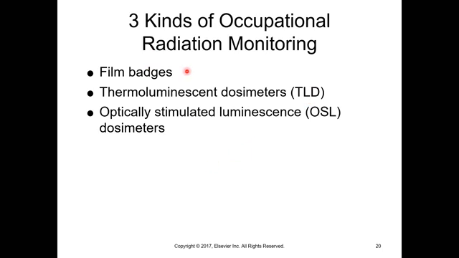There's the film badge, which is what we generally use. There's the thermoluminescent dosimeters, and that's if they get exposed to heat, they will give off light. Thermo means heat, luminesce means light, and that's how we determine the exposure. And then you've got your optically stimulated luminescence dosimeters, and they are stimulated by light, optically stimulated, and those are your OSLs.